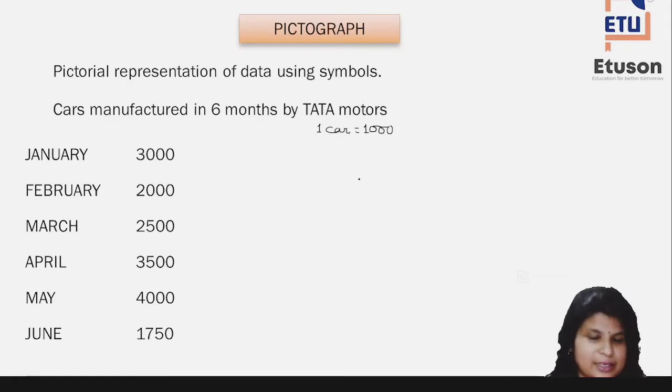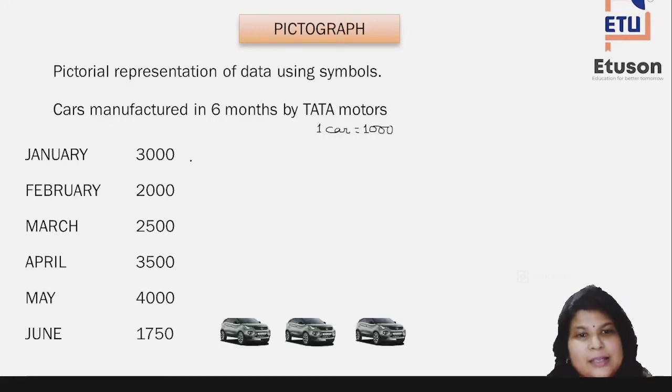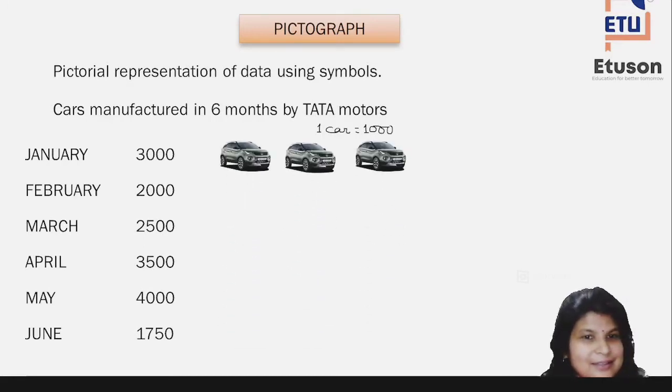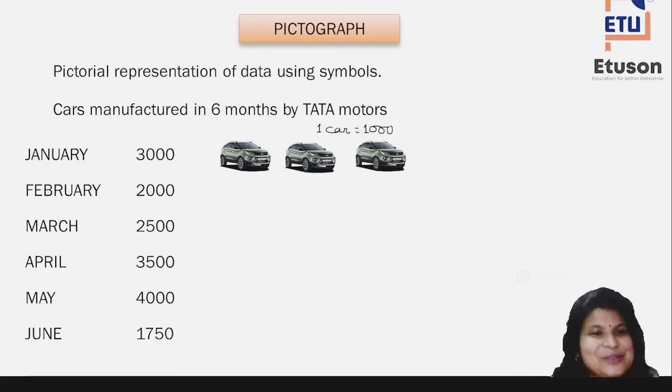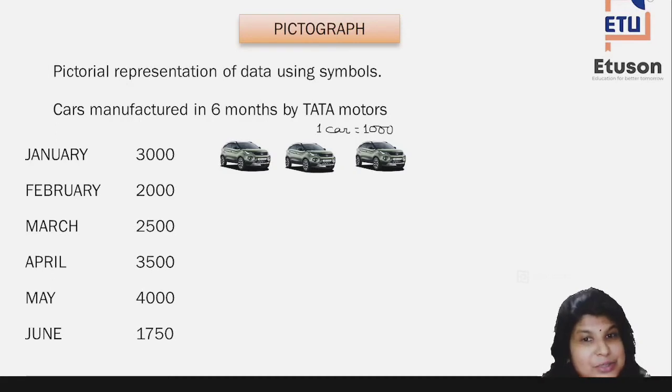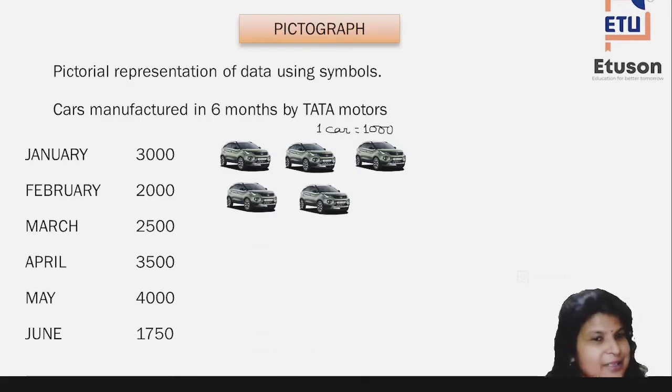So I need to write it. In that case, how many cars should I take for the number of cars manufactured in January? It is 3000. If one car is equal to 1000, how many cars do I need to represent 3000? I need 3 cars, right? So 1, 2, 3. I have taken Tata Nexon. It's a favorite, it looks dashing, no? Now similarly for February, 2000. How many cars will he take? He will take 2 cars.